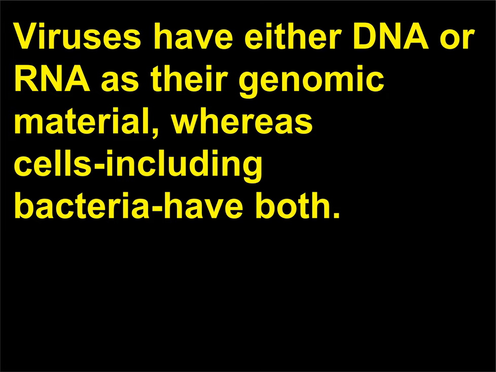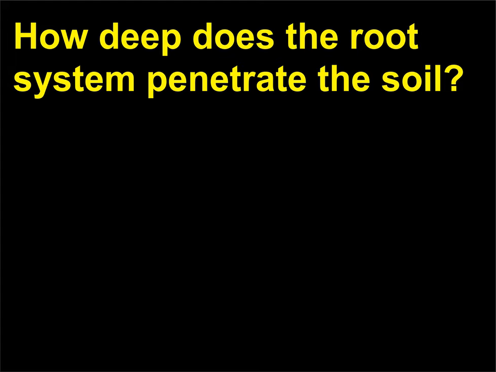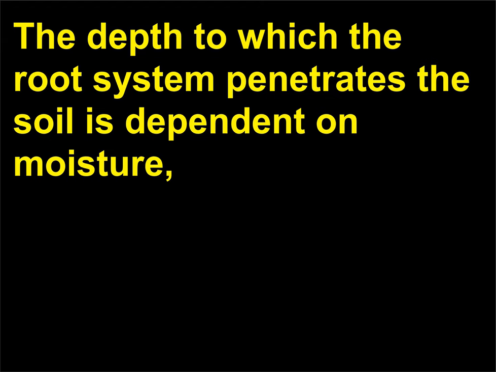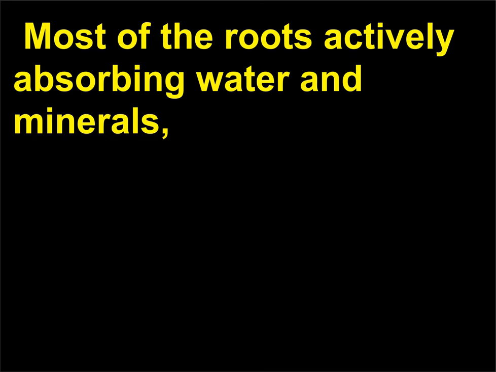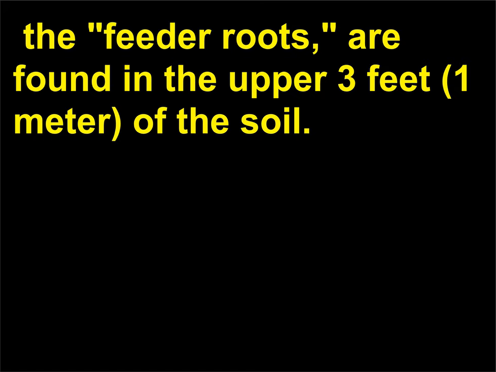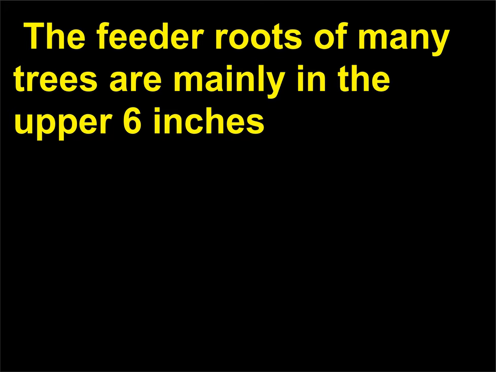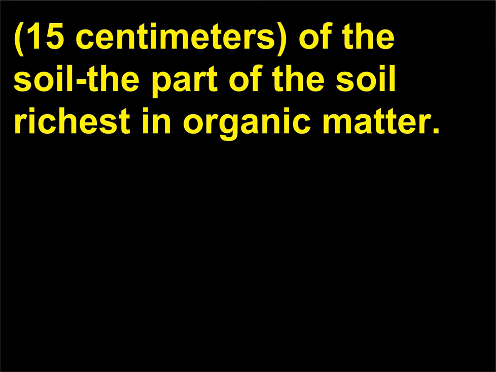How deep does the root system penetrate the soil? The depth to which the root system penetrates the soil is dependent on moisture, temperature, the composition of the soil, and specific plant. Most of the roots actively absorbing water and minerals, the feeder roots, are found in the upper 3 feet (1 meter) of the soil. The feeder roots of many trees are mainly in the upper 6 inches (15 centimeters) of the soil, the part of the soil richest in organic matter.